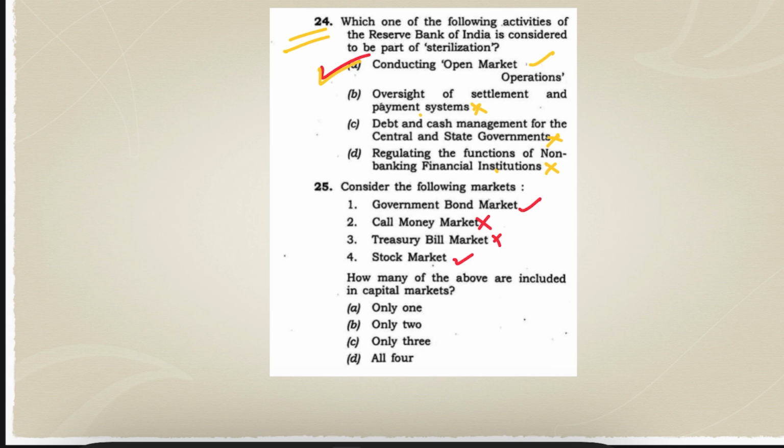Similarly, there is another question: how many of the above are included in capital market? I'll underline capital markets to make a mental map that the question is asking about capital markets. Then in my mind I'll run through what capital markets are. Capital markets usually deal with long-term lending and borrowing. So I'll start reading the statements given. Based on that, statements 1 and 4 are correct.